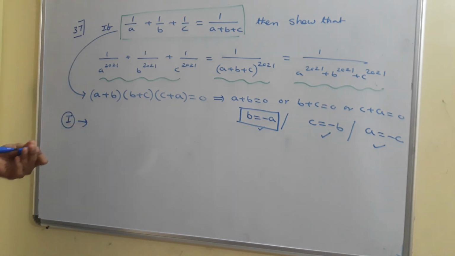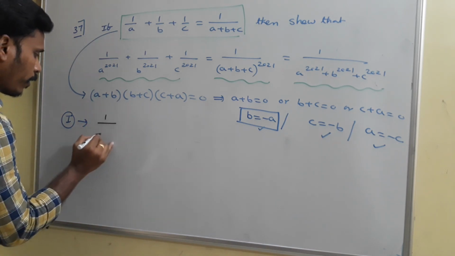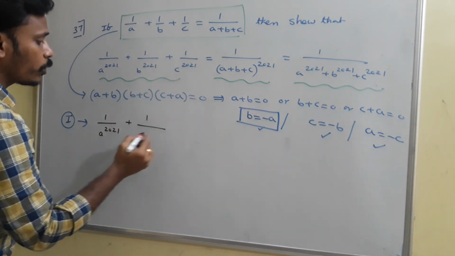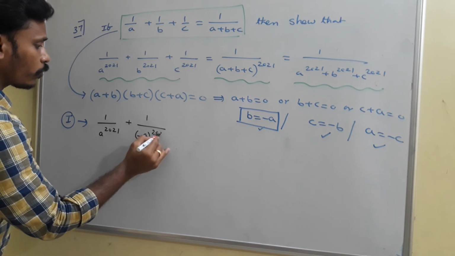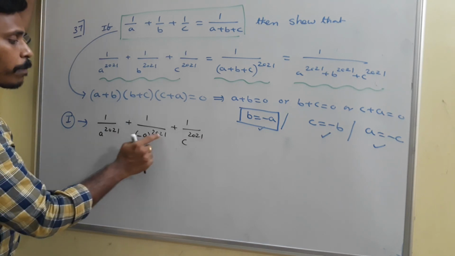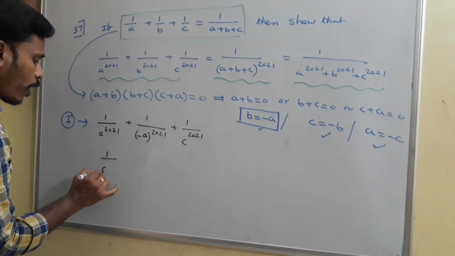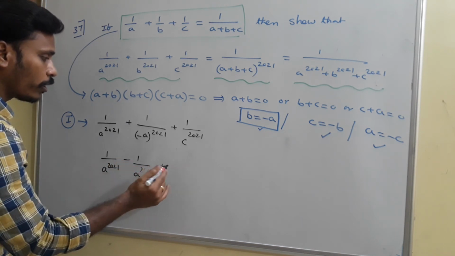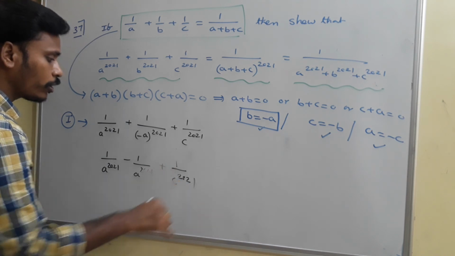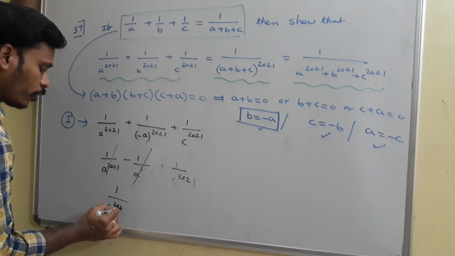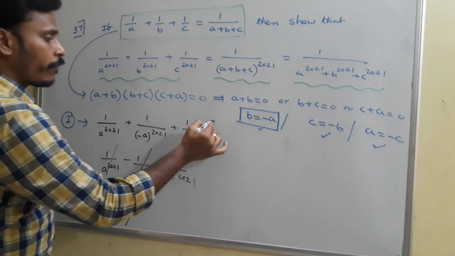What is my first part? 1 by a power 2021 plus 1 by b power 2021. B is what? Minus a, so 1 by minus a power 2021 plus 1 by c power 2021. See, minus a power odd number gives you minus. So 1 by a power 2021 minus 1 by a power 2021 plus 1 by c power 2021. These two will get cancelled, and this 1 by c power 2021 is the answer for the first part.